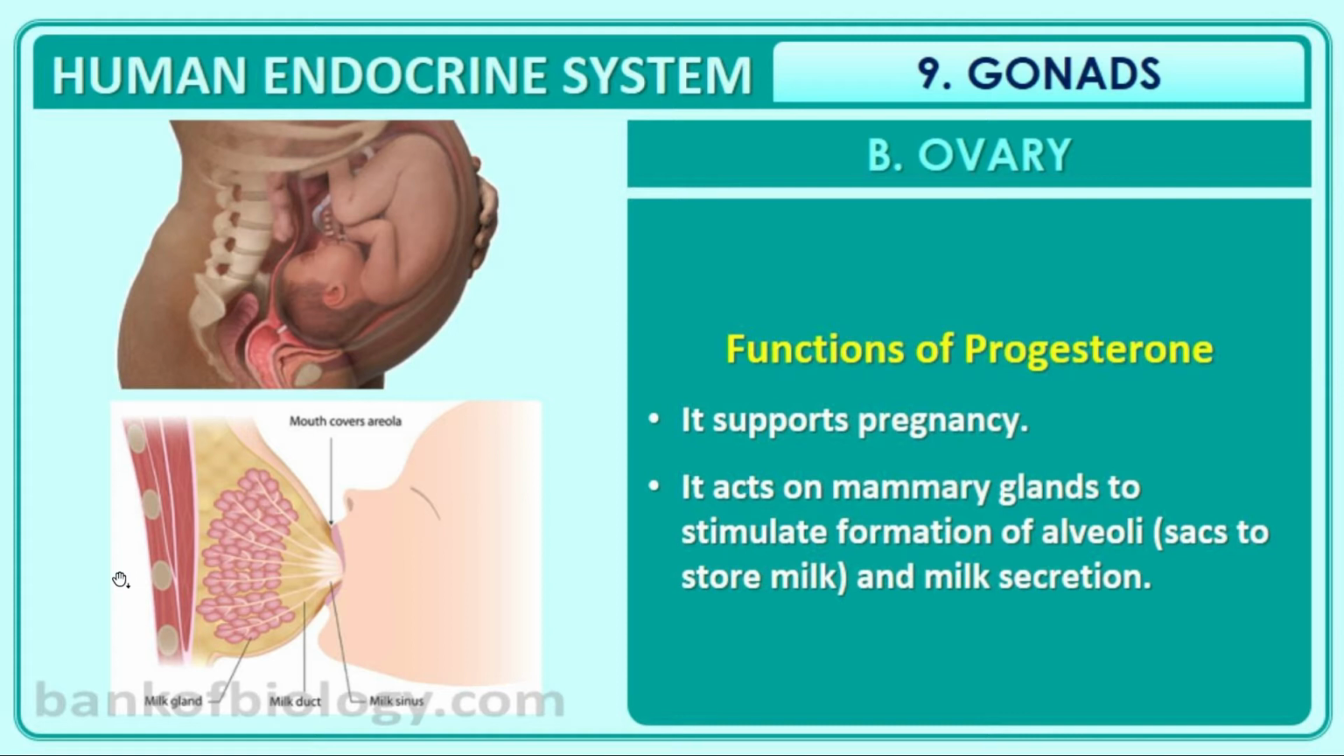Here we can study in the next class. Next class means in +2 we can study in detail. It is the alveolar sac. It secretes milk for the infants.